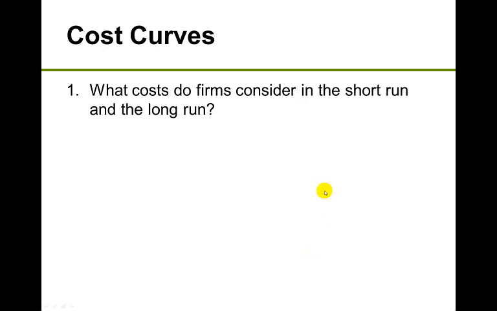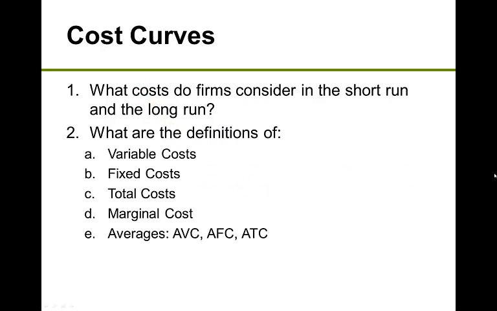In this lecture, we're going to look at firms' costs. So really what we're going to do is translate the costs of firms purchasing inputs into measures of costs that firms would incur for producing certain levels of output. So we can consider what costs firms would consider in the short run and the long run, and we'll talk about what those two definitions mean.